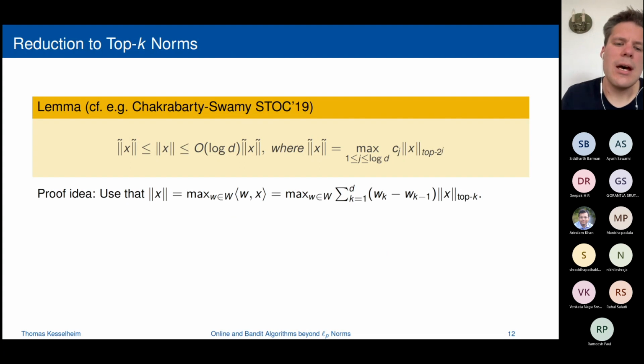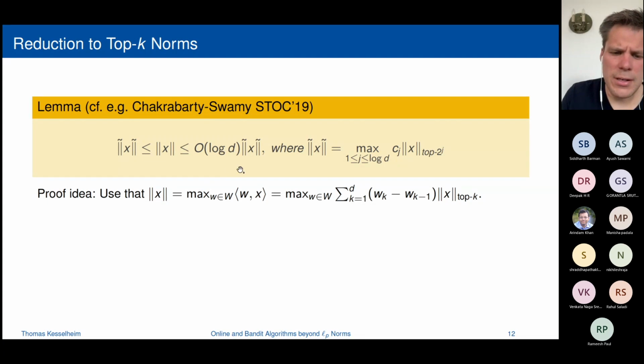Why is it enough to only consider top k norms? This is what people have observed before, and there we need the symmetry of the norm. Every symmetric norm can be approximated as follows. It can be approximated by a norm which is just a maximum or a weighted maximum of top k norms. So I'm defining this other norm here, where I take only top k norms where k is a power of 2, and then I have coefficients which are just some non-negative numbers.